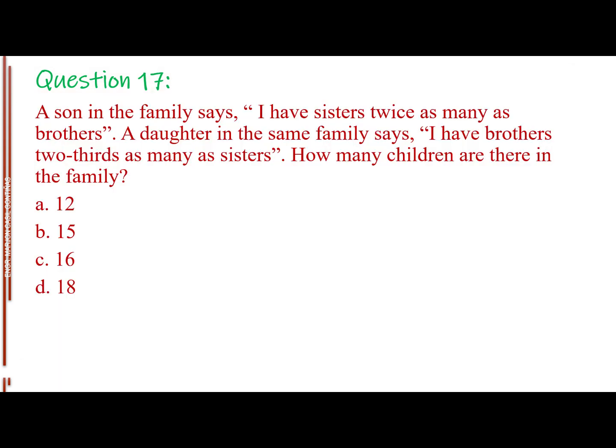A son in the family says, I have sisters twice as many as brothers. A daughter in the same family says, I have brothers 2/3 as many as sisters. How many children are there in the family? Letter A, 12, letter B, 15, letter C, 16, letter D, 18. Your timer starts now.